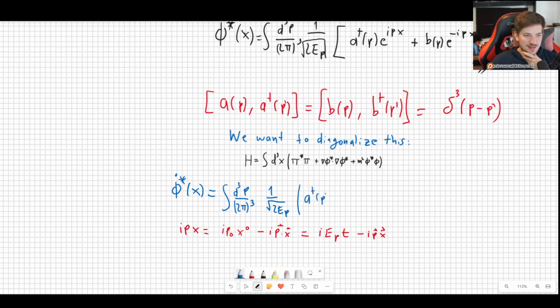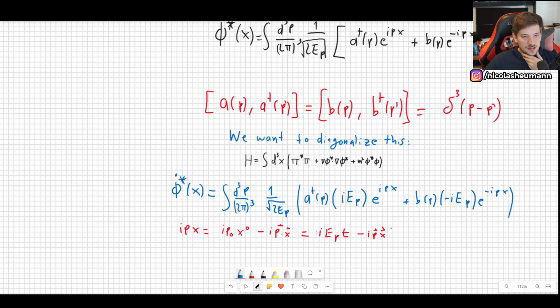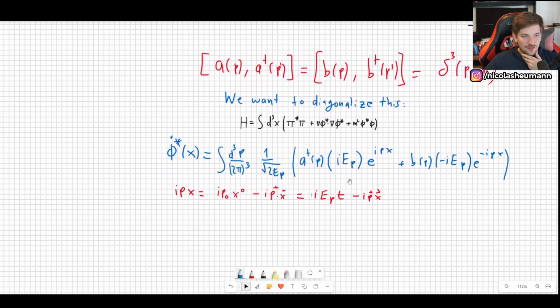So in the first term right there, we still have this a dagger of p, which hasn't changed, and then we have a factor of, if we take the time derivative here, i ep, and then we have e to the ipx, plus b_p, and this time we have a minus sign. So we have a minus in front of everything, so we get a minus i ep, e to the minus ipx. Okay, so with this we can see that we can factor out i ep from this.